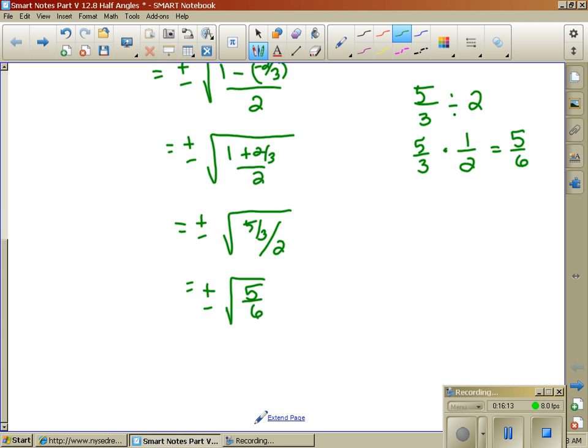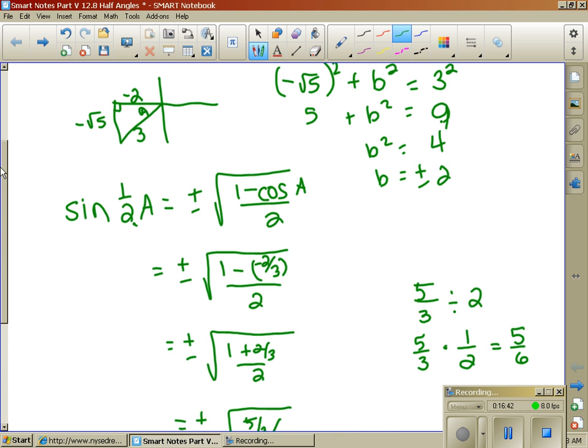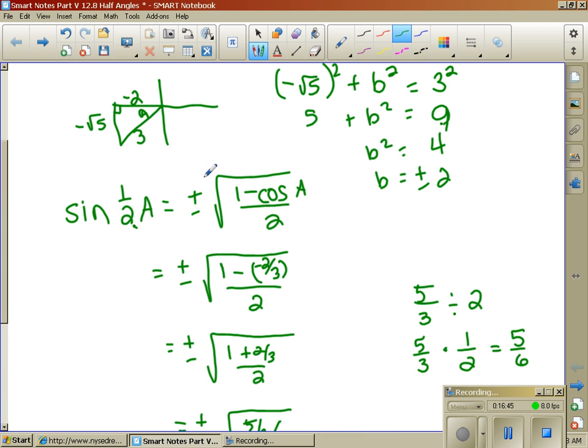Now, if you're asked to rationalize it, we can rewrite it as square root of 5 over square root of 6. Multiply by square root of 6 over square root of 6. So we have plus or minus the square root of 30 over 6. And 30 can't be broken down any further. So we're done. Alright? So, half angle formulas, double angle formulas, you're just using the formula sheet. Half angles, very infrequently do we see those, but again, just use the sheet and plug it in.